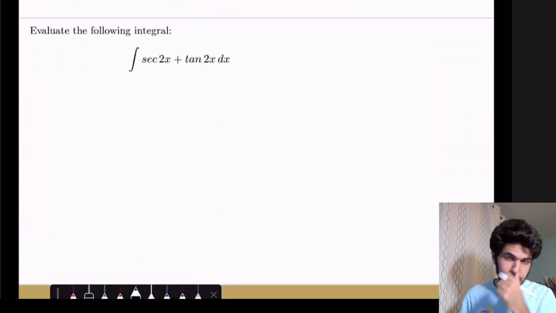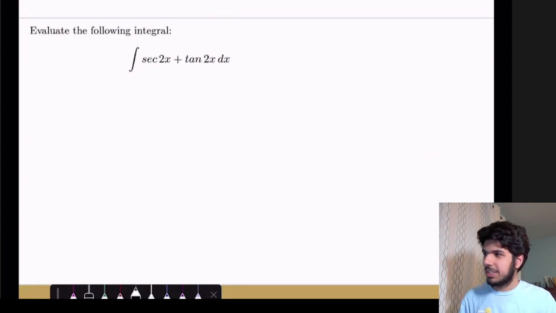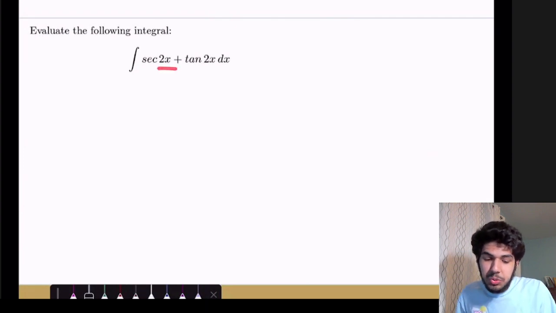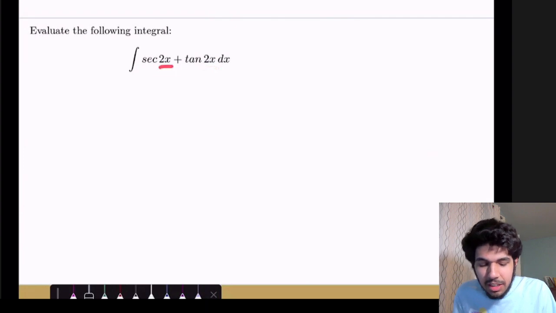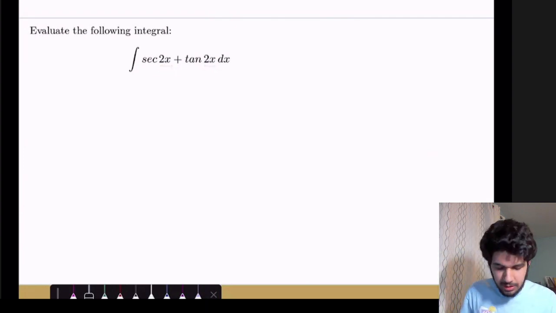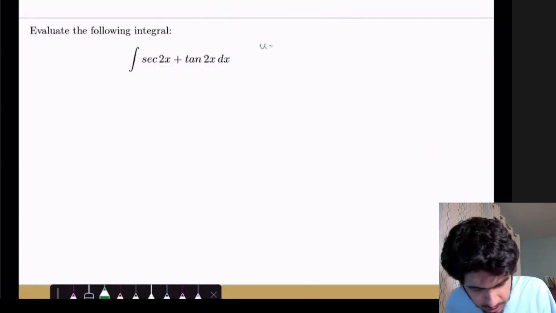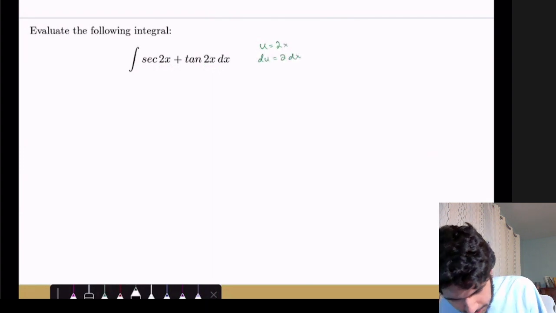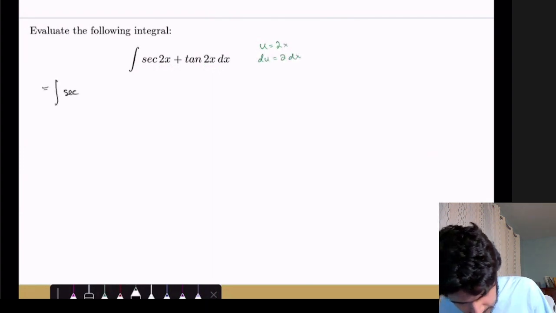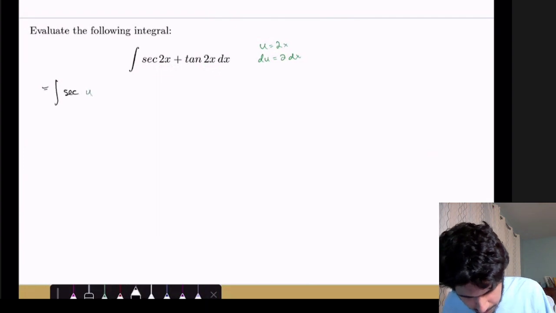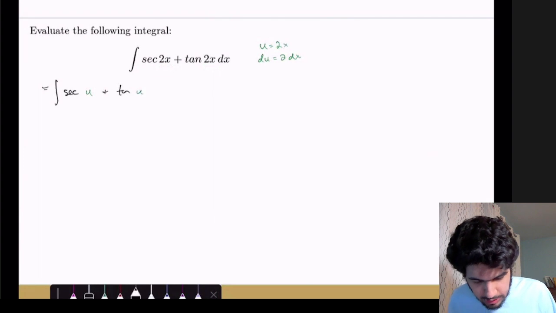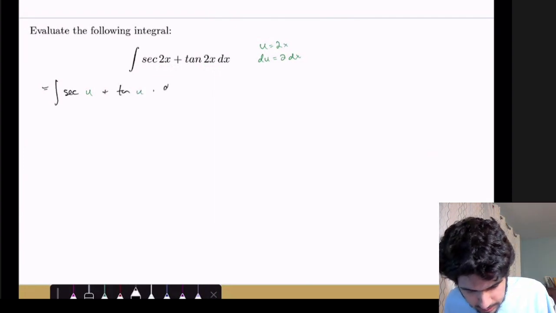What about this? This seems a little bit challenging. But again, we can handle it if we have secant of u and tangent of u. So if we let u equal 2x, then we're kind of in business. So let's do that. u equals 2x, du equals 2 dx. And then our integral becomes the integral of secant of u plus tangent of u, and then dx is equal to du over 2.